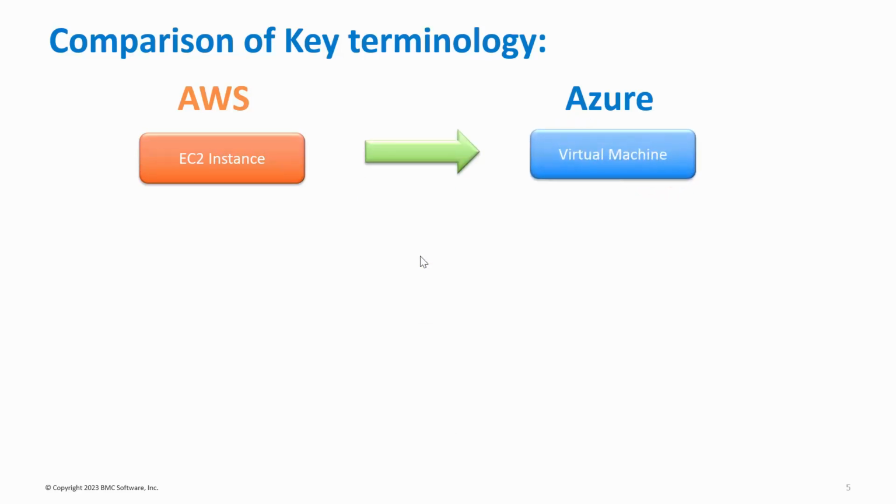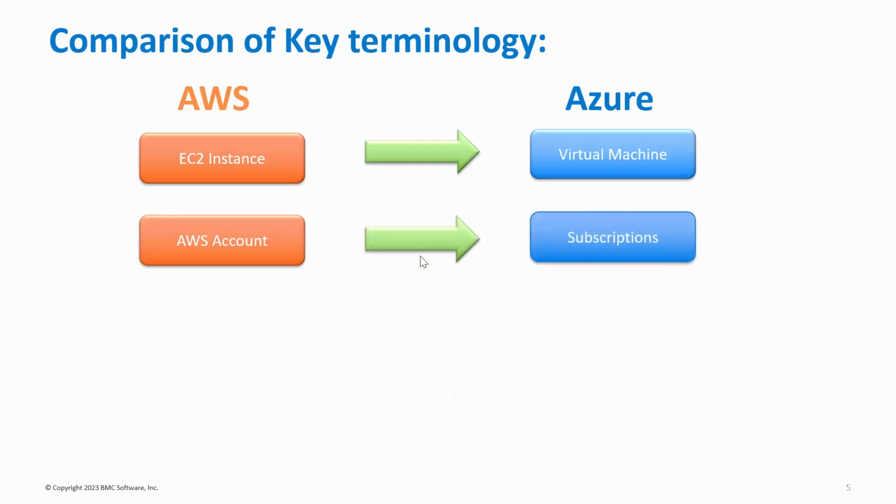Whenever we need to deploy multiple organization units, we can use AWS accounts, and in terms of Azure, a similar activity can be done using Azure subscriptions. To deploy discovery prerequisites, we can use AWS CloudFormation templates, and in Azure, similar functionality can be used with Resource Manager.